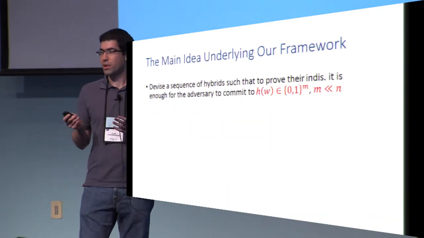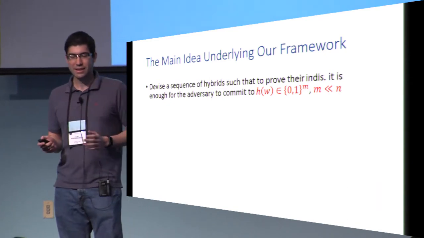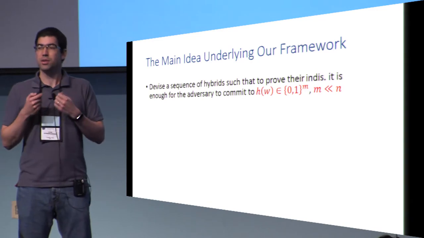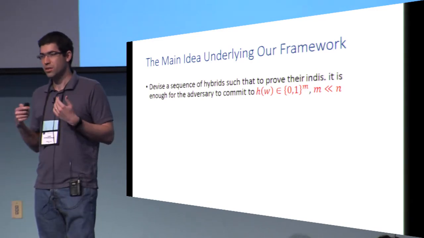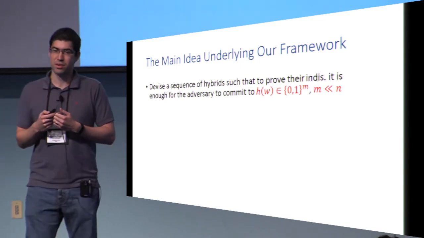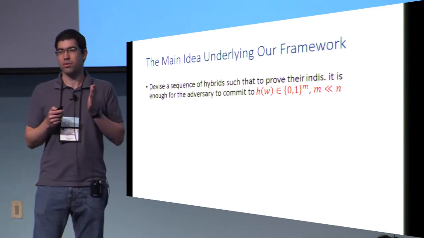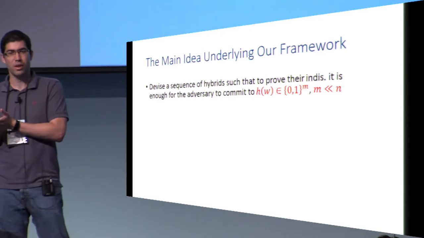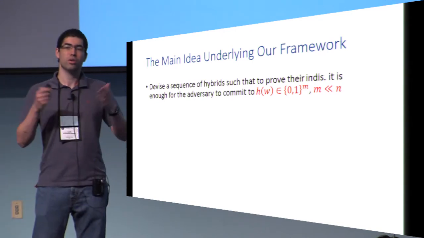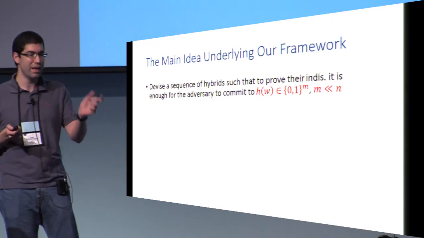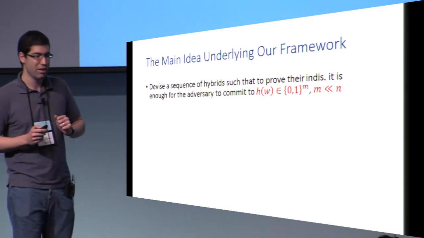The main idea in our framework can be said in one sentence. It's very simple to say. It's basically saying: devise a new sequence of hybrids, not the original ones from the selective proof of security, but a new one, and make sure that in order to move from each hybrid to the following one, you don't need to know the whole set of choices of the adversary, but only some small fraction of it, some h of the choices of the adversary.